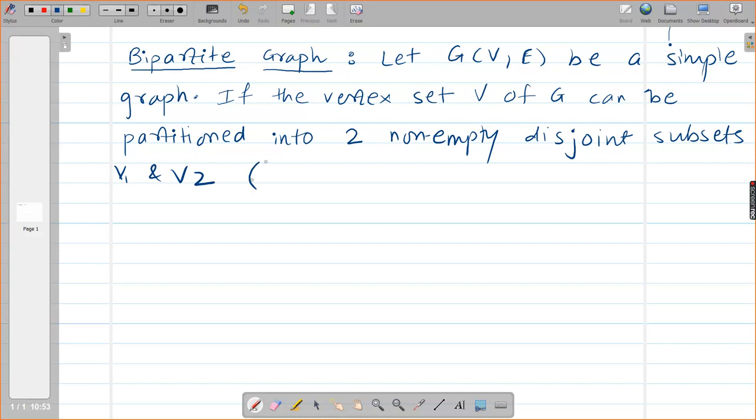When you say non-empty disjoint subsets, what do you mean by disjoint? Mutually exclusive. No elements are common. It means V1 intersection V2 is the empty set, not zero. There is nothing in common, and their union is the vertex set V.